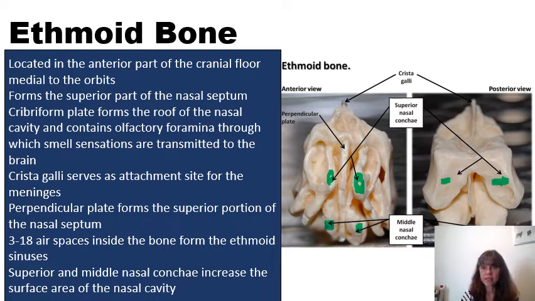The ethmoid bone contains a lot of air spaces as well. Those are the ethmoid sinuses. We will look at the sinuses collectively in a slide coming up.